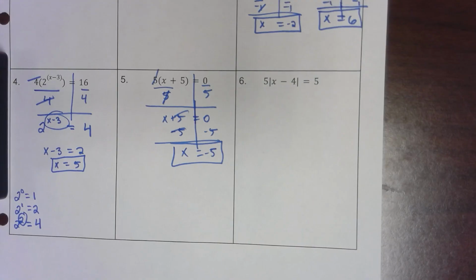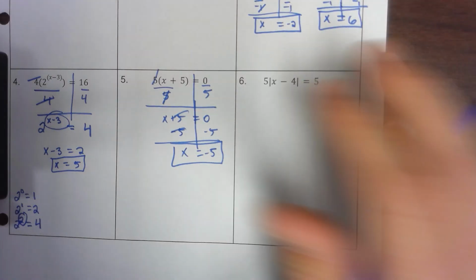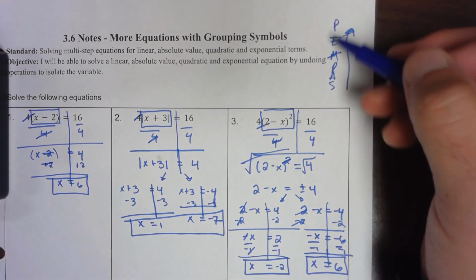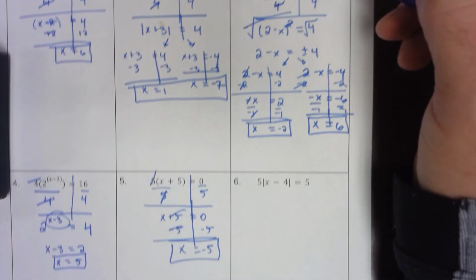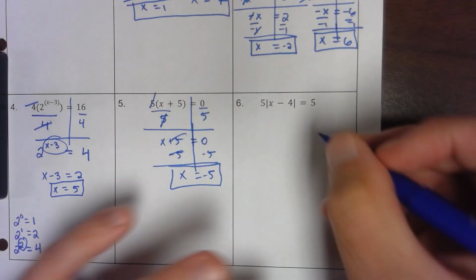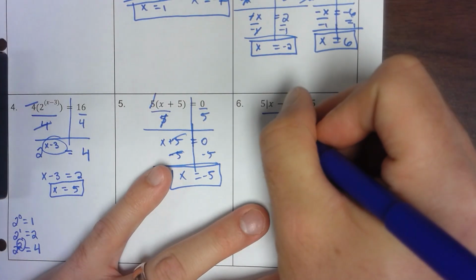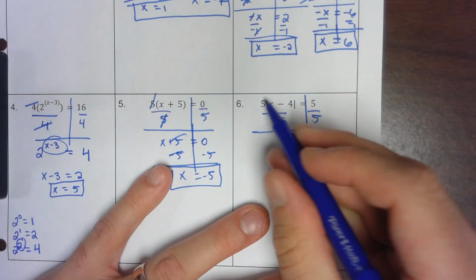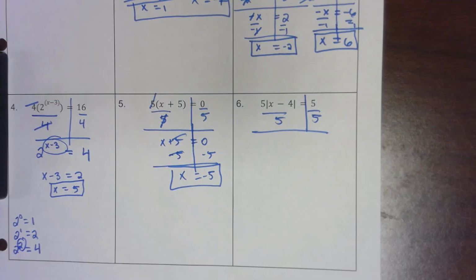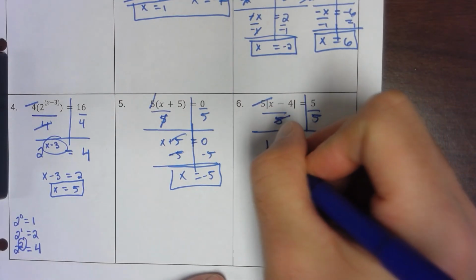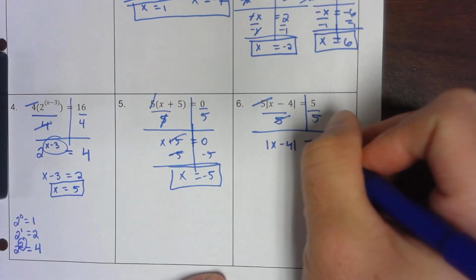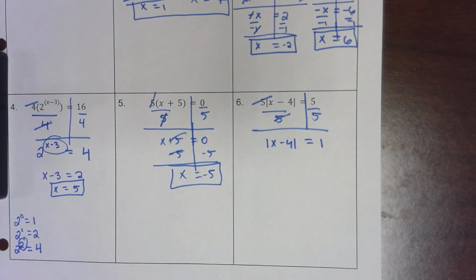Okay, number 6. If I had to read it out loud, that's 5 times the absolute value of x minus 4 equals 5. Again, these absolute value brackets behave like parentheses, so they're the last thing that we're going to work to undo. So we have to undo this multiplying before we get there. So we're going to start by dividing by 5. And again, with absolute value, you cannot distribute inside those brackets anyway. So that gets us to the absolute value of x minus 4 equals 5 divided by 5, which is 1.